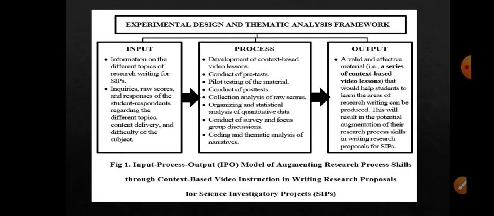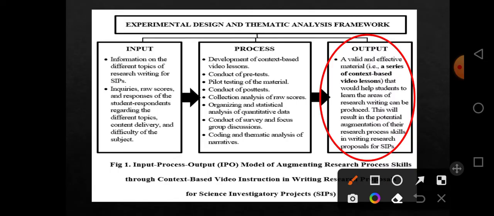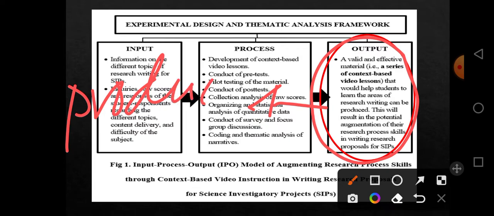Okay, so after outlining the processes of your study, we need now to complete our IPO format. To complete our IPO format, we must expound the output of our study. The output of our study actually pertains to the product of our study. So what is our output?